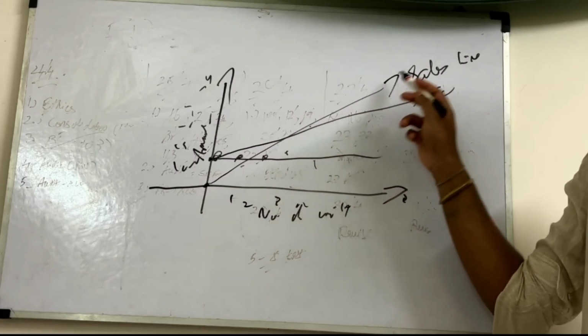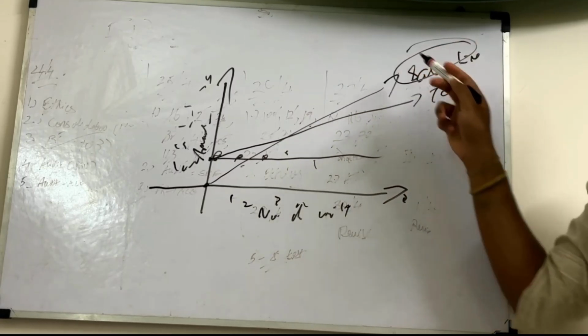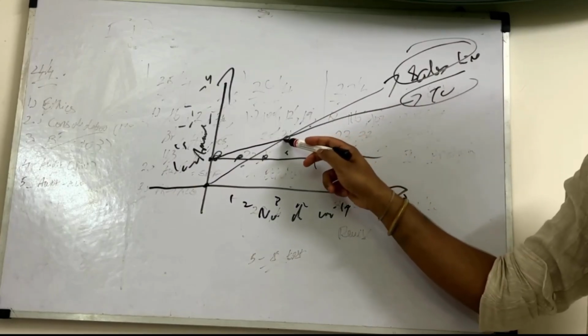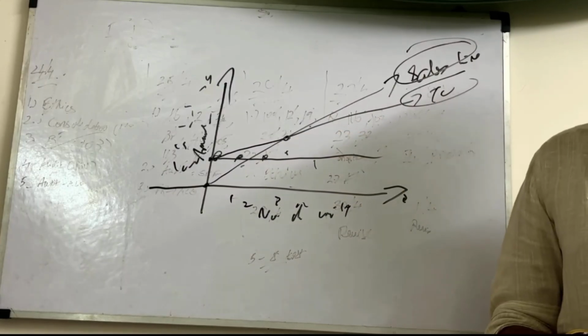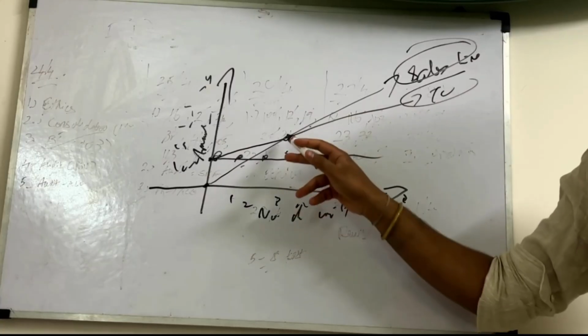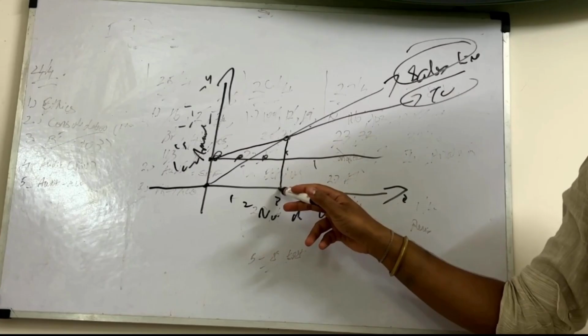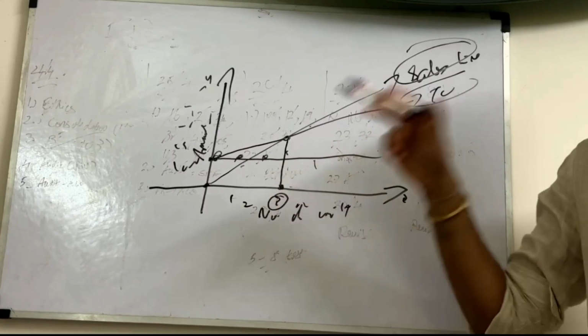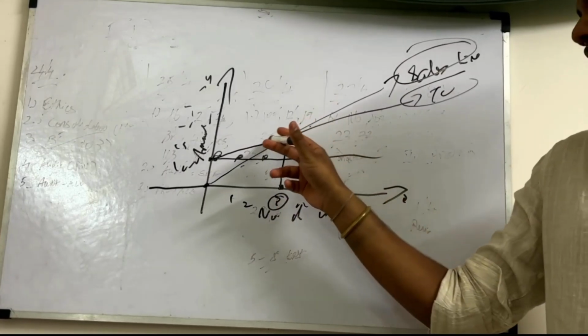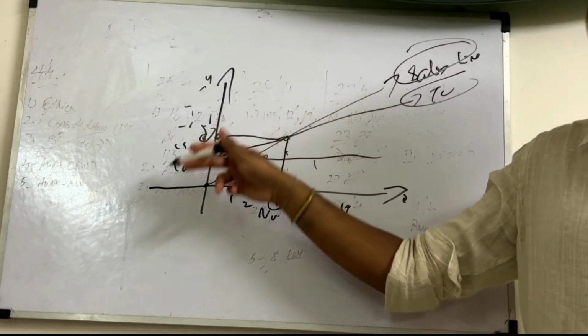At this point, if you see, my sales and my total cost are matching. What is that point? Break-even point. From that point, draw a straight line and come down. This will be the break-even point in number of units. Draw a straight line and go across to the y-axis. This will be the break-even point in amount.